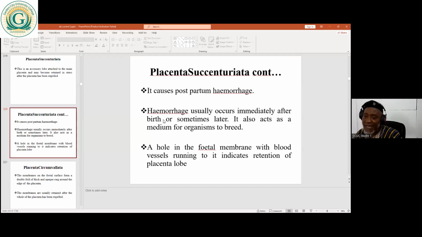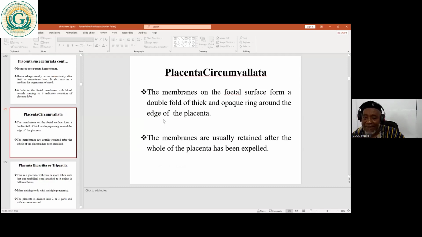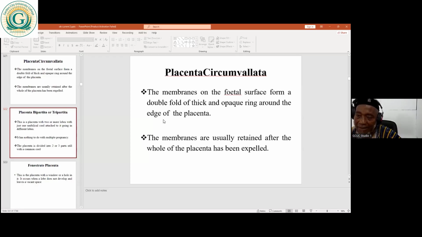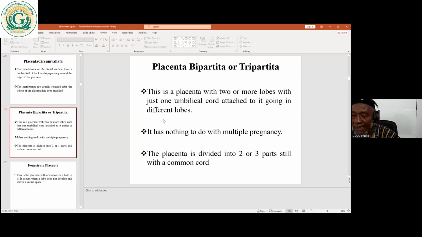Then we have circumvallata, another anatomical abnormality. The membranes on the fetal surface are two, and they form a double fold, a thick and opaque ring around the edge of the placenta. Instead of hanging, they form a thick ring, similar to the way keloids are formed. These membranes are usually retained, as they are not strong, after the whole of the placenta has been expelled. And of course, as usual, the woman will bleed.